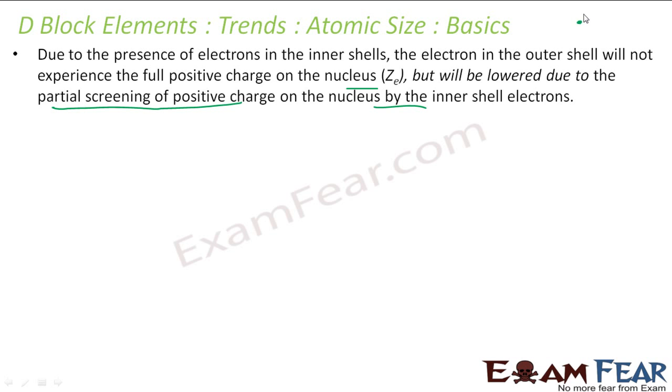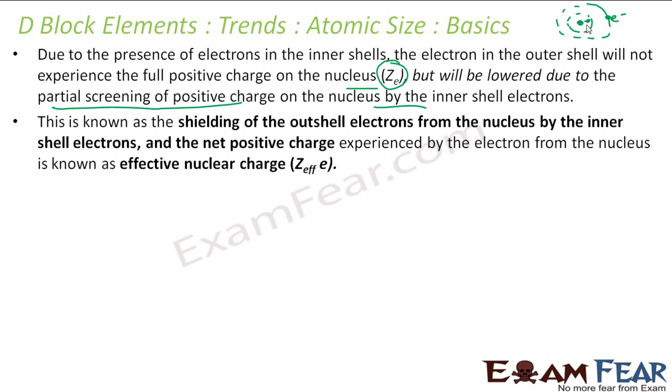For example, this is my nucleus, and we have different shells here, right? This electron will not experience the full positive charge from this nucleus. This charge will be screened by these shells. So it will have some Z effective. Z is the full nuclear charge. What it will experience is the Z effective. And this is called shielding effect. And we'll talk about the shielding effect of s, p, and d orbitals.